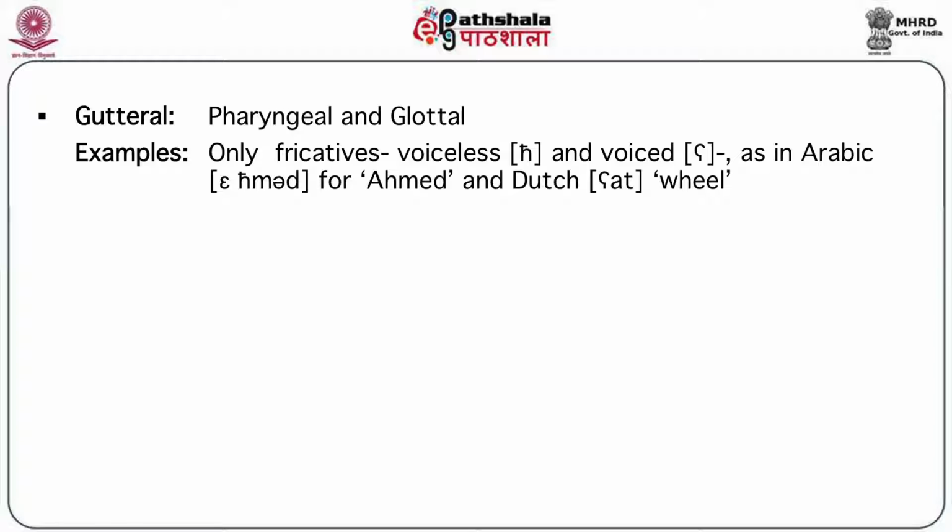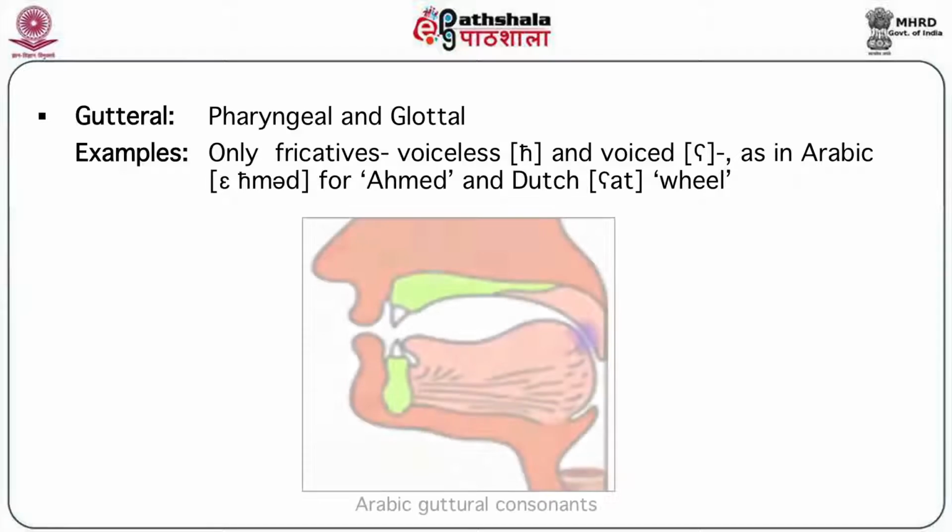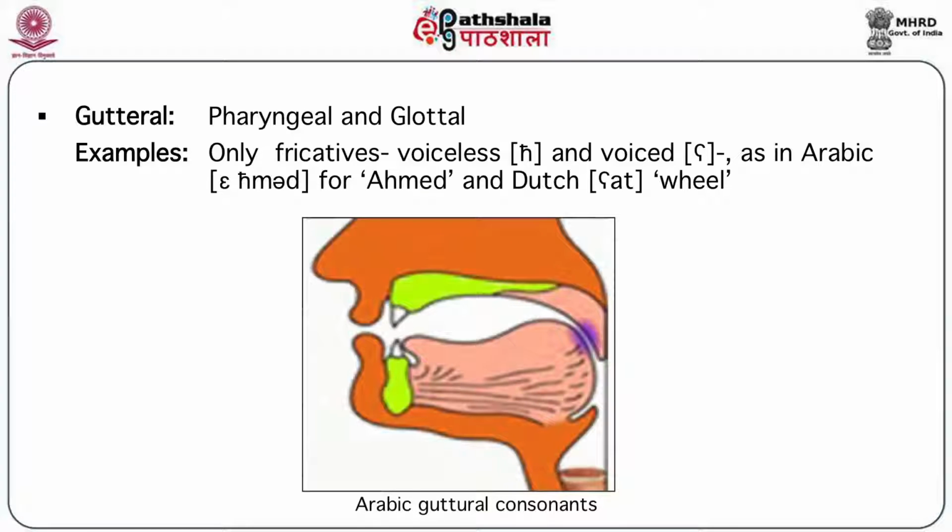So most of these sounds are produced between the throat and the uvula. The main places of articulation here are pharyngeal and glottal. Now the pharyngeal sounds are mainly fricatives. It is very difficult to produce a plosive in that place. Arabic has these pharyngeal fricatives, and so has Dutch. Now you take a look at the diagram on the slide, which shows which part of the tongue is involved in producing the pharyngeal sound.